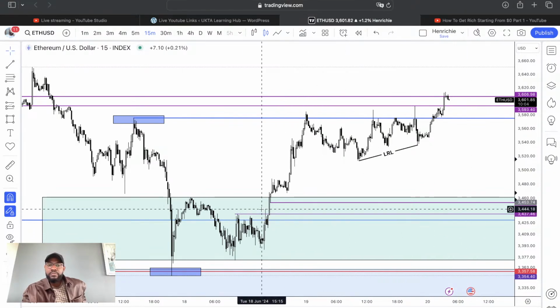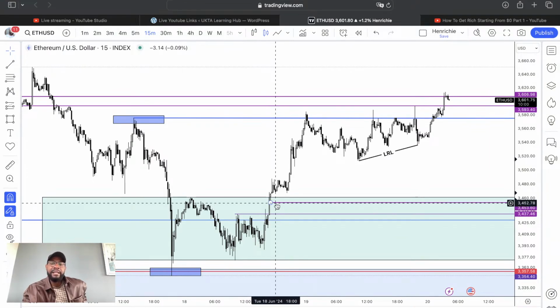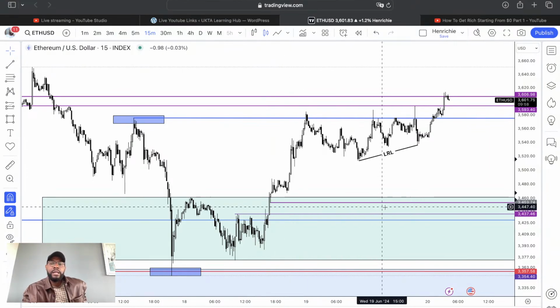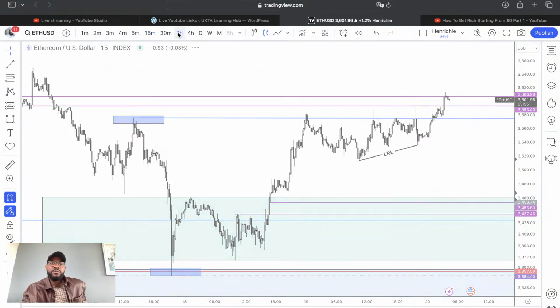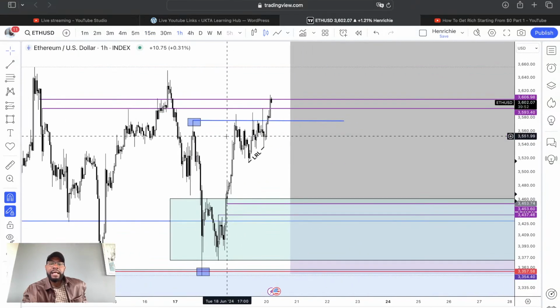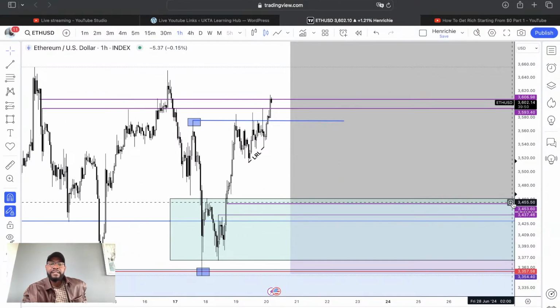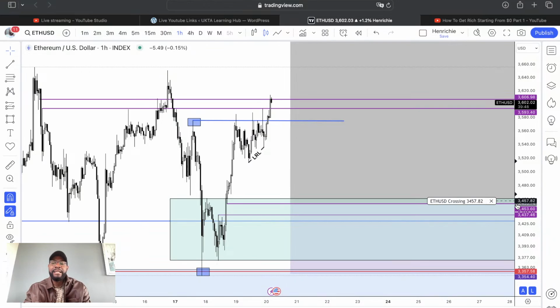This is where I'm going to be piling up all my positions. Once price is in here, I'm looking for a buy to enter and potentially continue to the upside. So that is what I'm watching on Ethereum, and hopefully we do get price come down here to mitigate it and activate us on our first position.